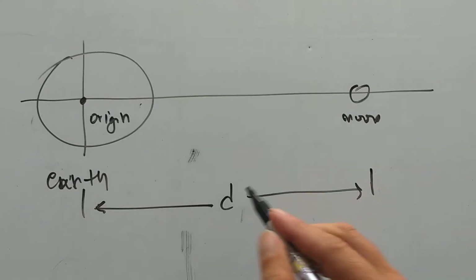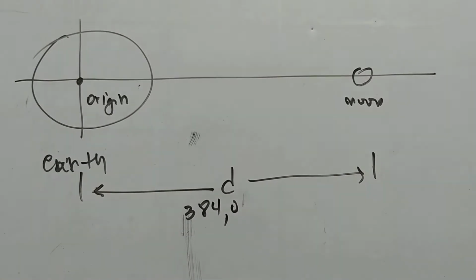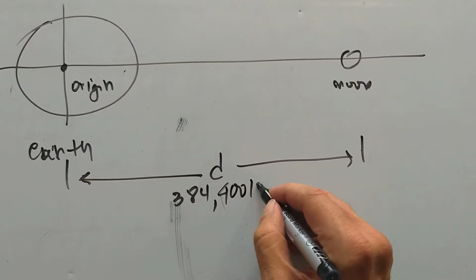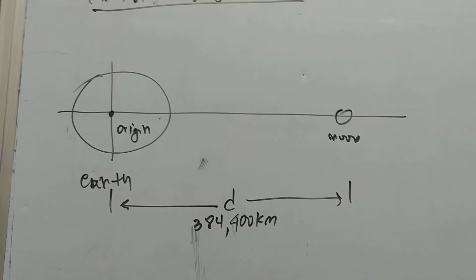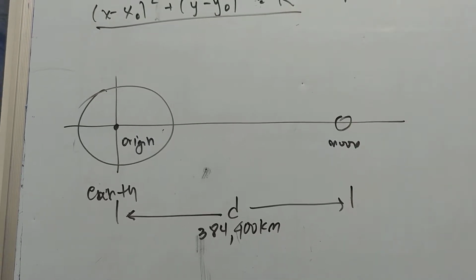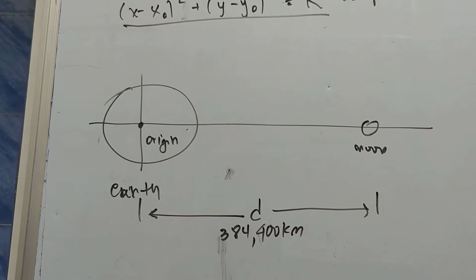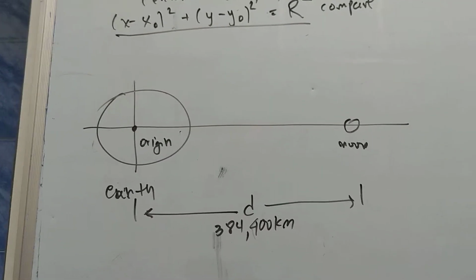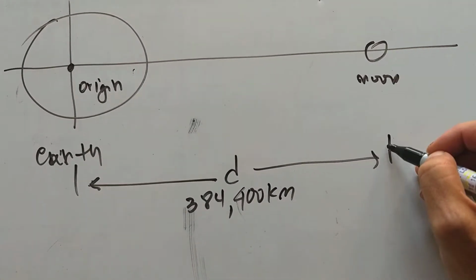D, and it's approximately 384,400 kilometers. That's the average distance to the Moon. You can use other values if you want. I don't think it matters. The circle will change if you use a different value, of course. But that's the way the motion of the Moon is. It's a little bit closer sometimes, a little bit farther. All right, so from here to here, that's d.